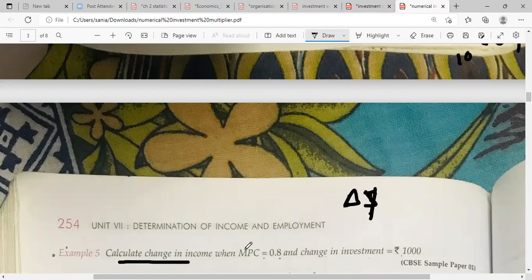So see over here MPC is given. So just check your formula, which formula you can use where MPC is there. And change in investment is already given. Very simple question. Again, the same question which we did, but we have to swap the formulas. Delta I is given. You have to find change in income, delta Y. So MPC is given. Very easy question. Just check your formula where MPC is given.